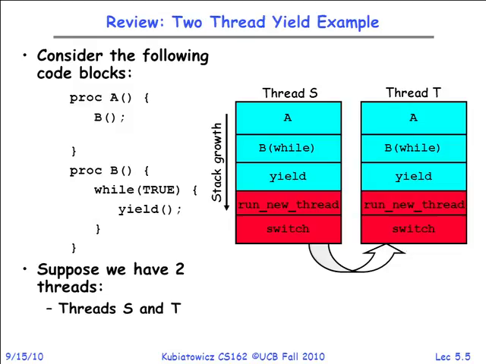You know, return from switch, return from run new thread, return from yield, go into the loop, call yield, call run new thread, call switch. We switch them again, and now S has been frozen in time. We come back here, and now it's exactly where it was when we froze it, and now we just go back up the stack again. Okay? Does that make sense to everybody?